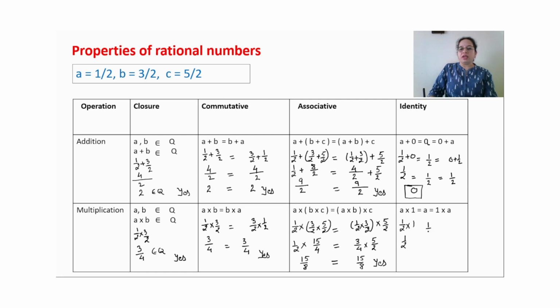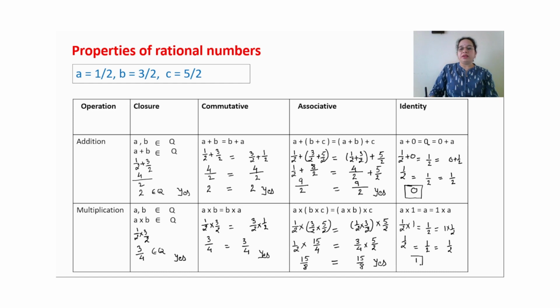Value of a is 1 by 2. This is also 1 by 2, and 1 by 2, 1 into 1 by 2, so this is also 1 by 2. So here you have seen that if we multiply by 1 we are getting the same rational number. It means we can observe identity element in multiplication of rational numbers. And what is the multiplicative identity?